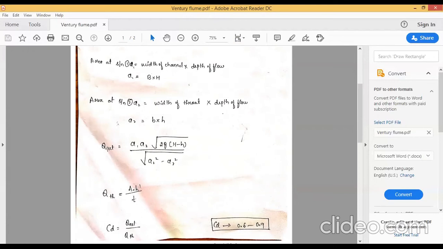So after finding Q actual and Q theoretical, find out the CD value. CD value is equal to Q actual by Q theoretical. And this CD value for venturi flume should vary from 0.6 to 0.9.